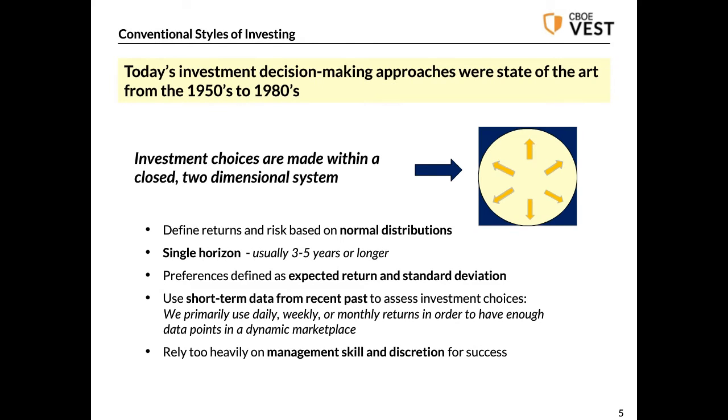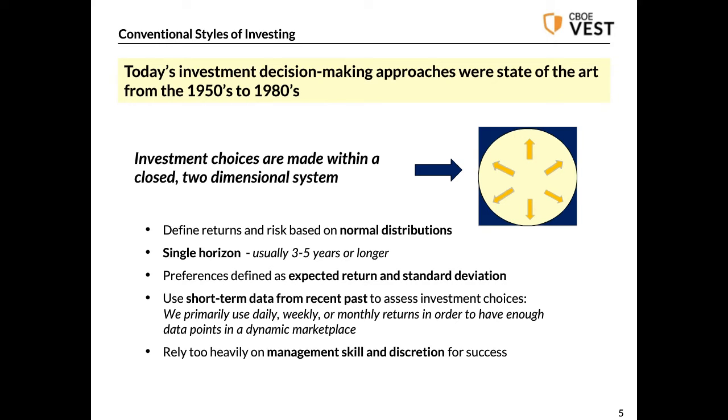So let's start with looking at where we are. Where have we come since the 1950s in terms of the way we approach investment decision making? There was a lot of innovation between the 1950s and 1980s, but we haven't seen too much since then, I'm sad to say. We are still making investment choices within pretty much a two-dimensional system where we're defining return and risk based on normal or bell-shaped distributions.